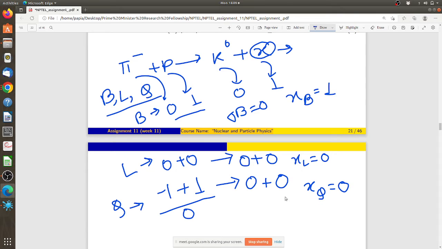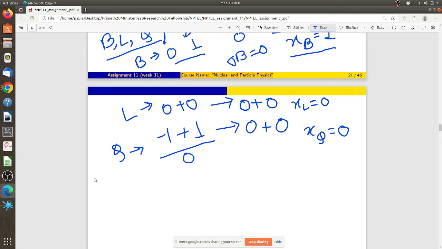So these 3 have been done. From these 3 we can conclude that x, the missing particle, has baryon number 1, lepton number 0 and charge 0. Now coming to the other important three, I have told you that these three, S, I and I3, are important.